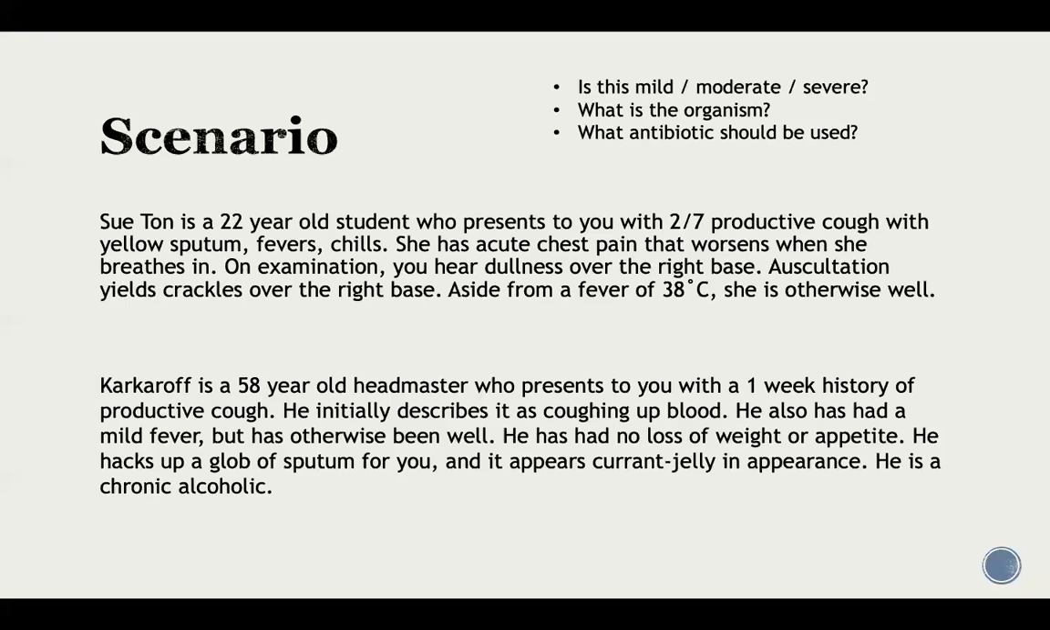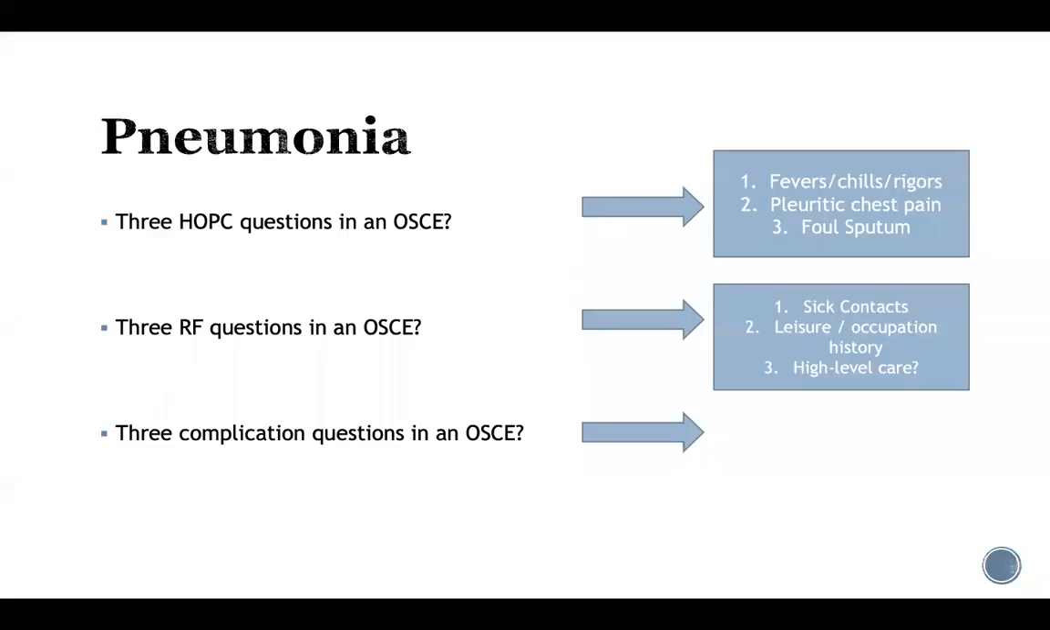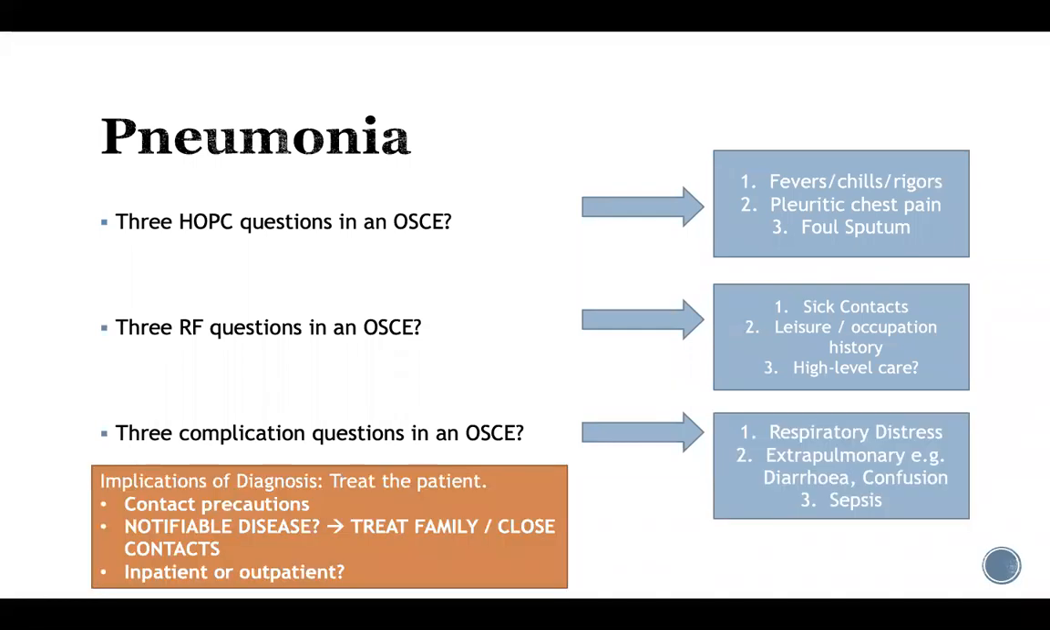So yeah, ways to figure out if it's a pneumonia or not is you ask those three. You ask risk factors, sick contacts, leisure, and if they're high level care. If it's an old person, you want to figure out if they're in a nursing home. And then complications questions. And then the implications of having a pneumonia diagnosis. You want to treat the patient, you want to treat anyone else he's been in contact with and spreads nasty germs to, and you want to figure out if it's a notifiable disease.